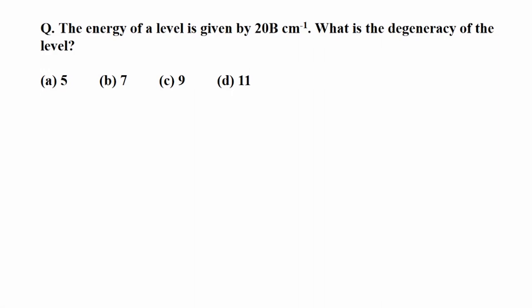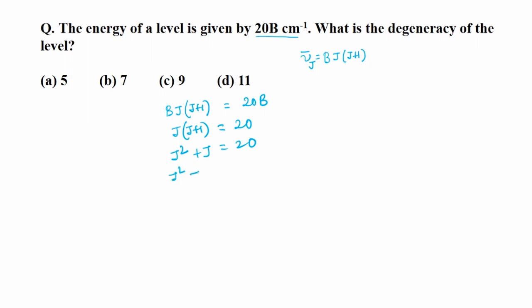The first problem we have is the energy level is given by 20 b wave numbers. What is the degeneracy of the level? So, we know the energy of any level j is given by b j times j plus 1. This is the nu bar j. So, here we have b j times j plus 1 equals 20 b. So, we have j times j plus 1 equals 20, or j squared plus j equals 20. So, we can write j squared plus j minus 20 equals 0, or I can further write j squared plus 5 j minus 4 j minus 20 equals 0.